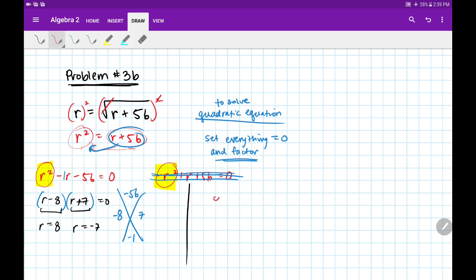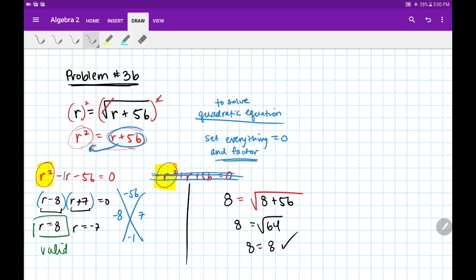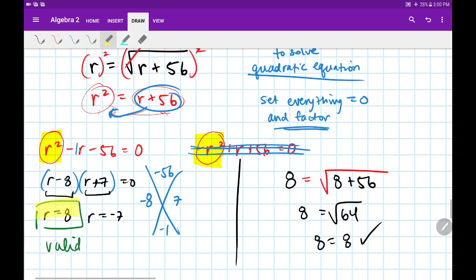Okay, let's plug it in. I'm doing 8 first. Oh, whoops, I made a mistake. The original equation is just r, so I'm just going to plug in 8. Equals the square root of 8 plus 56. Okay? So 8 plus 56 is 64. And the square root of 64 is 8. 8 equals 8. So this is valid. Okay, this was a valid answer.